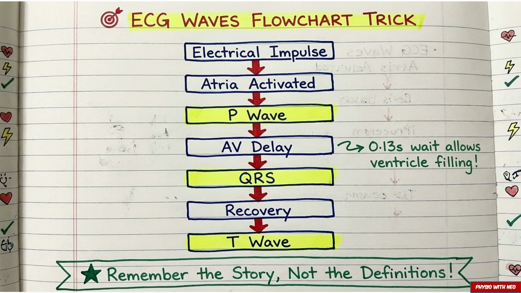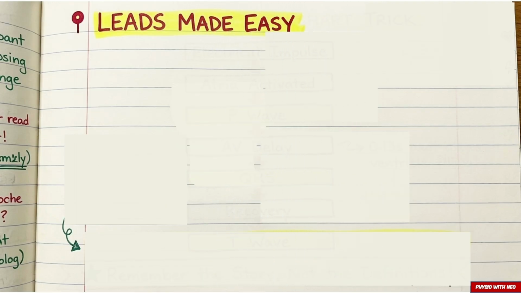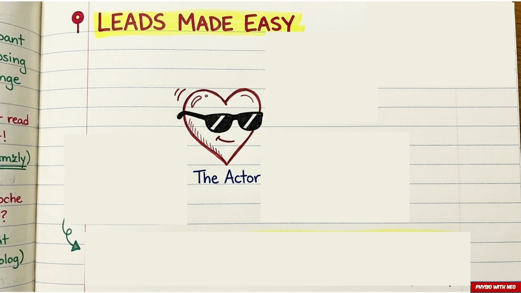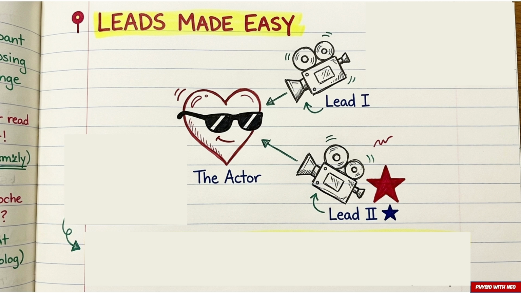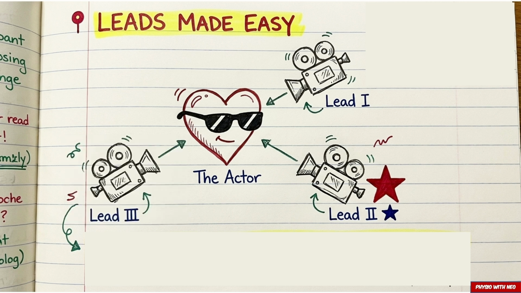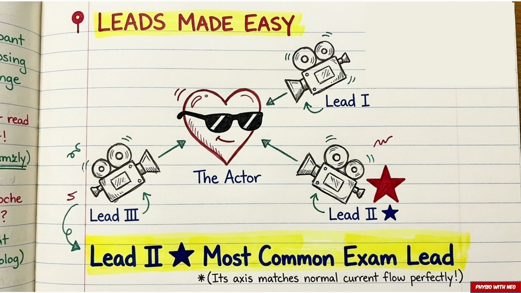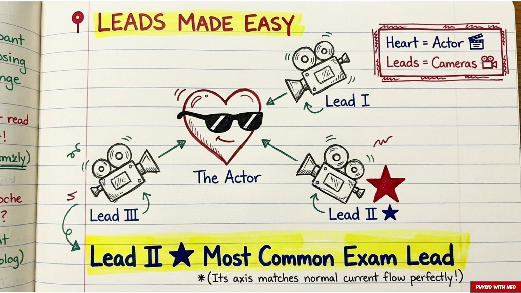But how do we remember ECG leads without confusion? Students often think leads are difficult. Here is a much easier way. Imagine the heart is a movie actor and the ECG leads are simply cameras filming that actor from different directions. Lead 1 watches from one angle, lead 2 watches from another and lead 3 watches from a third angle. Now remember the examiner's favorite point. Lead 2 is the most commonly used lead. Why? Because it aligns best with the normal direction of the heart's electrical activity. So don't think of wires, think of cameras. Heart as an actor and leads as cameras.